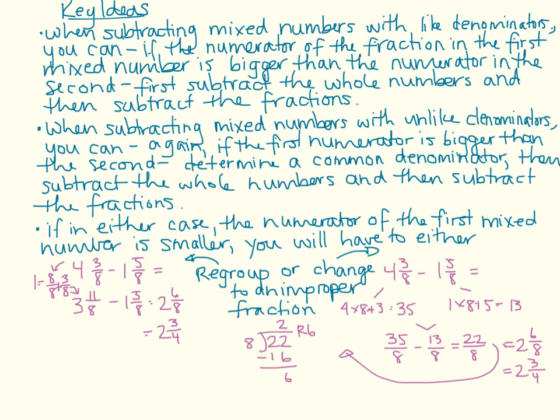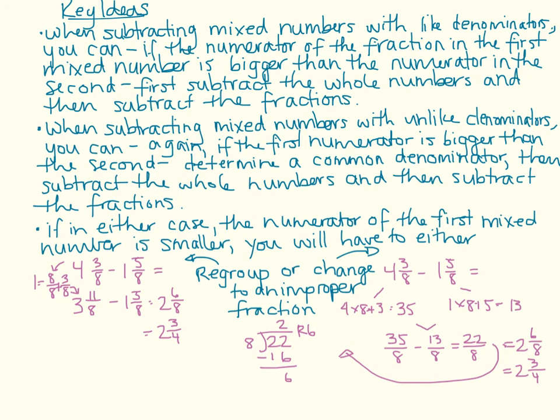If, in either case, the numerator of the first mixed number is smaller, you have two options. You can regroup, which is taking one of the wholes, converting it to a fraction that has the same numerator and denominator. In this case, 4 3/8 becomes 3 and 8 over 8 plus 3 over 8, which equals 11 over 8. So we've got 3 11/8 minus 1 5/8.